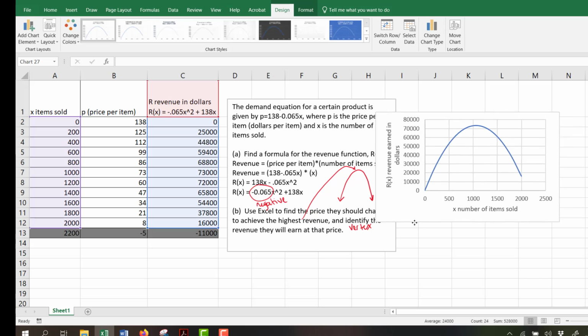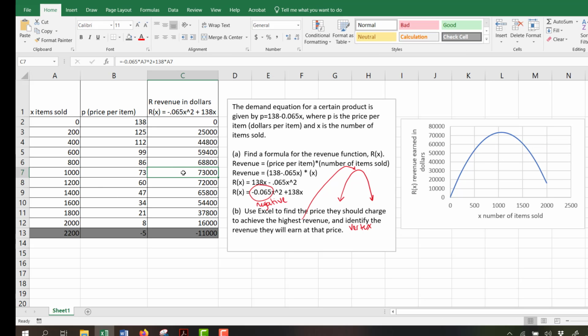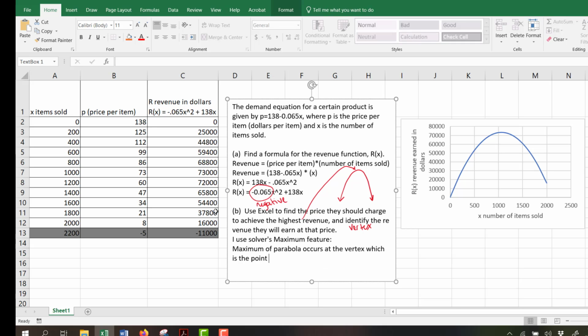We're seeking the vertex of this parabola. It looks to me to be a little bit after 1,000 in the graph. And if you look at the table, that makes sense. It's somewhere around cell C7 where we have the highest value of the revenue in this table. I'm going to use Solver's maximum feature to find the actual maximum according to Excel. Okay, so I put my cursor in cell C7, which has the highest Y value in this table.